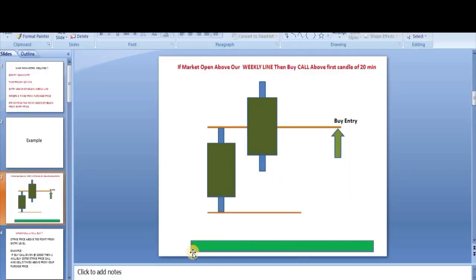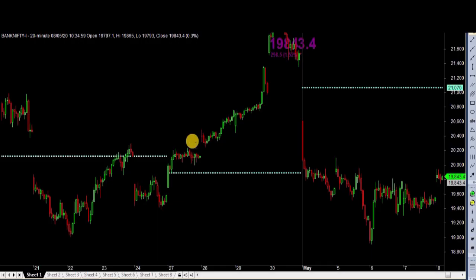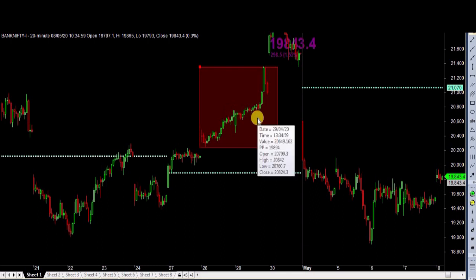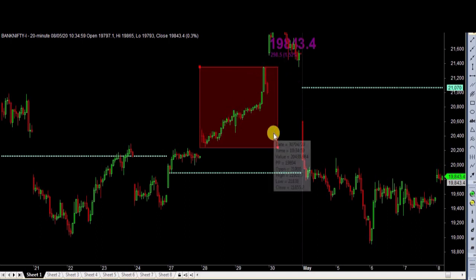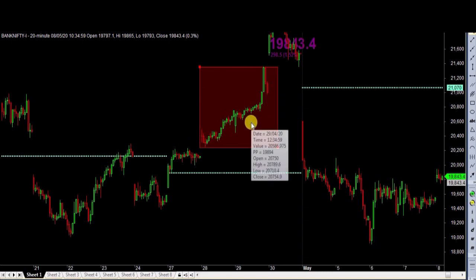This is your weekly line generated, and this is your first candle. If the closing price is broken here, then you buy a call 700 points above this closing price of Bank Nifty, and this is going to give you a big profit. For every 2,000 rupees, you're going to get 8,000 rupees of extra profit. So you invest only 2,000 rupees, and in return you book your profit at 10,000 rupees. So 8,000 is your profit, because 2,000 is your investment. That's a 400% return. And this is a very beautiful strategy.